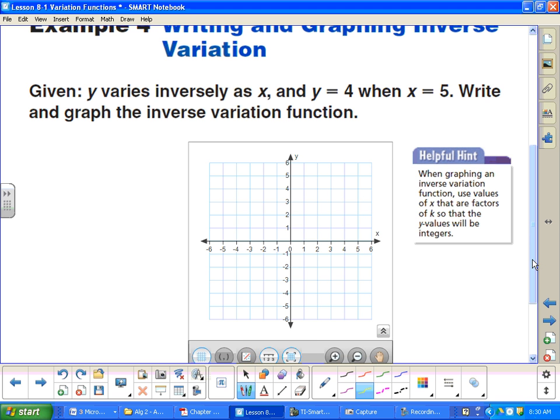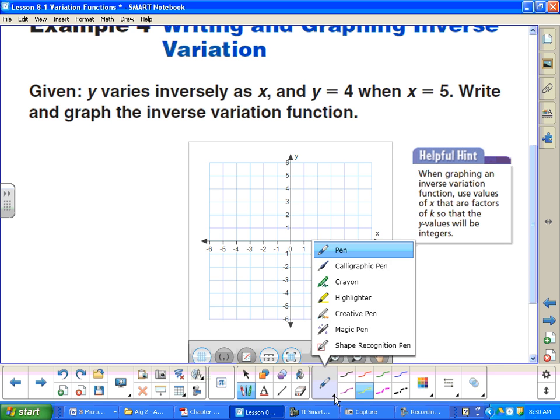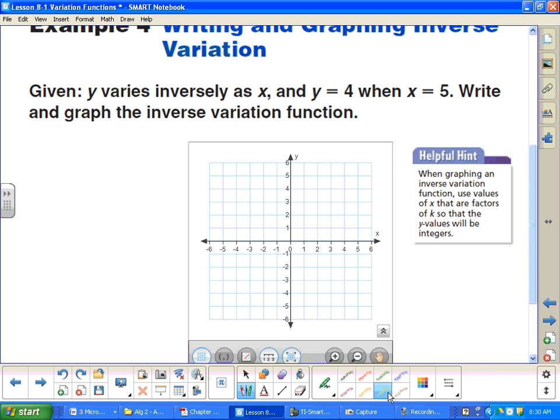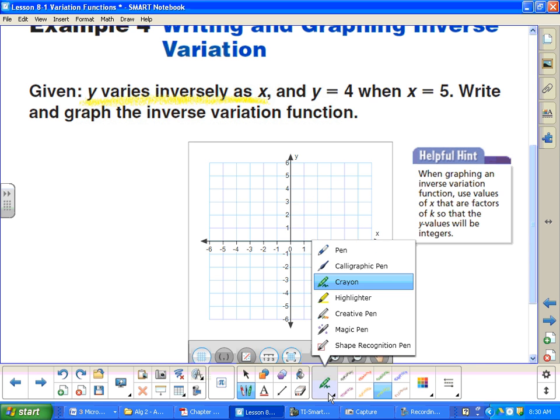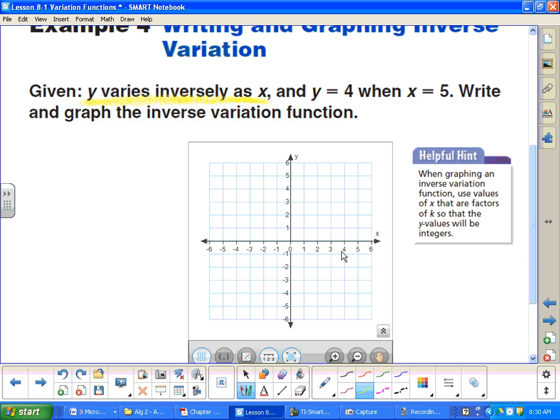So it says given, and this is the first thing you always want to do, is recognize what it's talking about, what varies how with something else. And here it says it varies inversely. So as soon as I see inversely, I know it's going to be y equals k over x because of the inverse. They tell us when y equals 4, x equals 5.